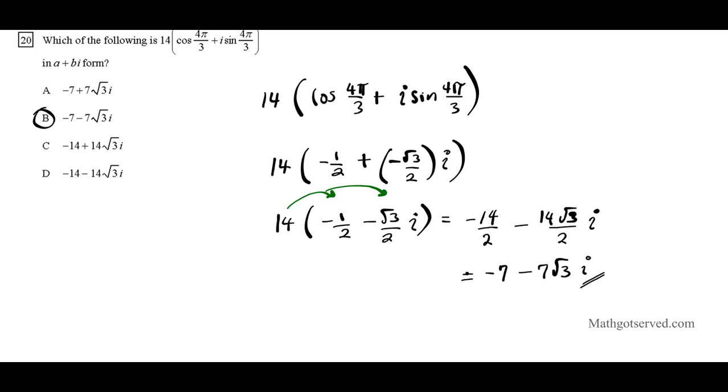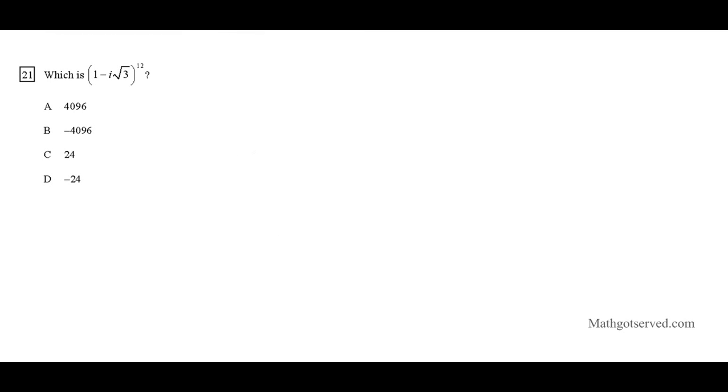Alright, let's move on to question number 21. We have to find 1 minus I root 3 raised to the 12. We can use De Moivre's Theorem here, but let me just show you a trick using a calculator to do this.